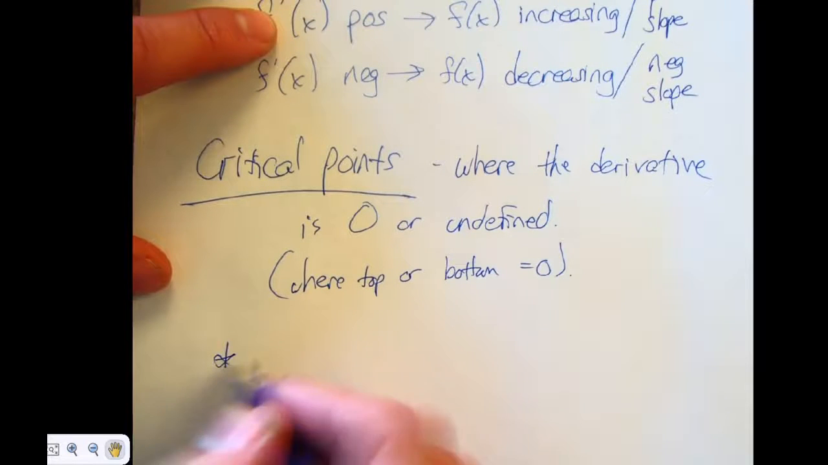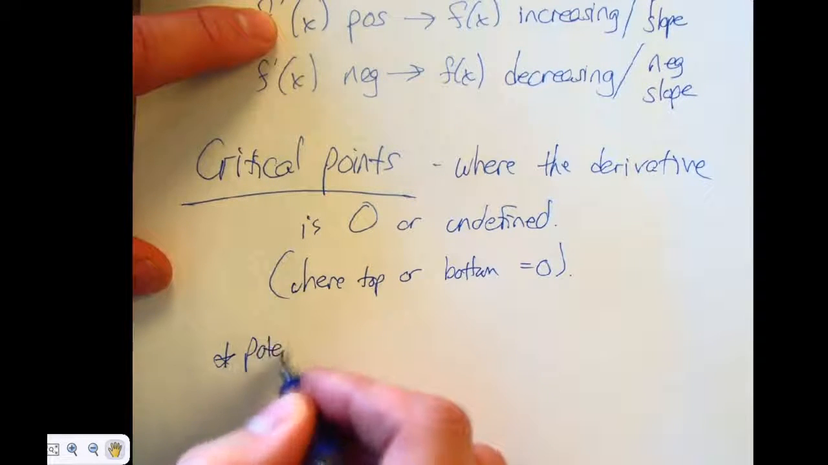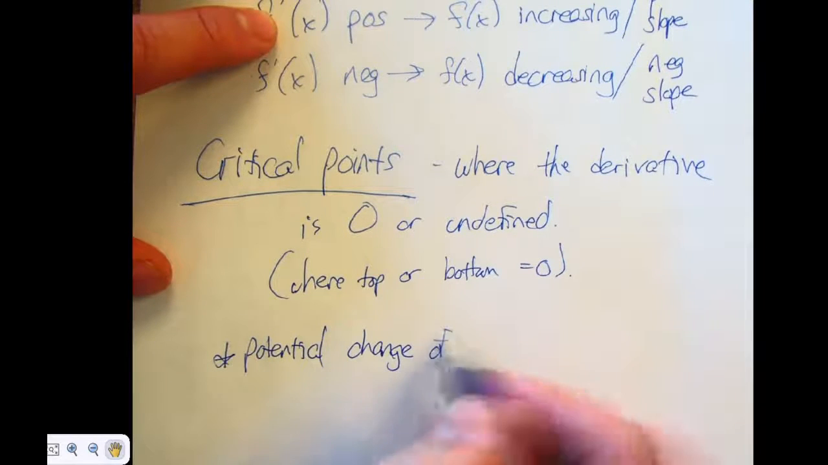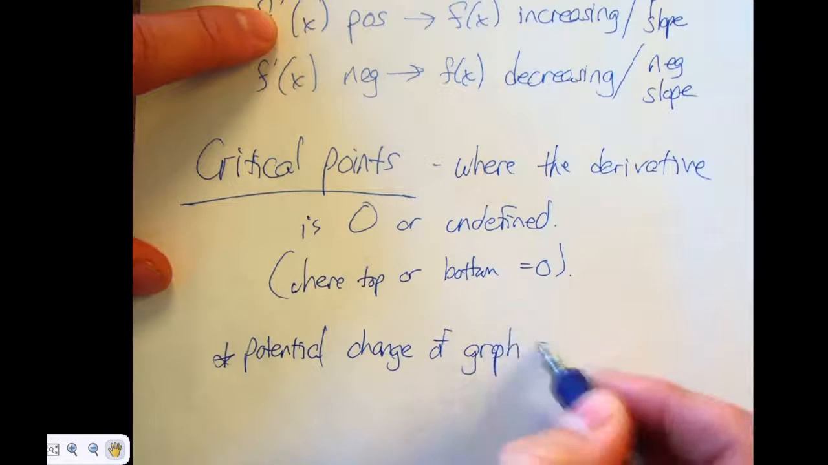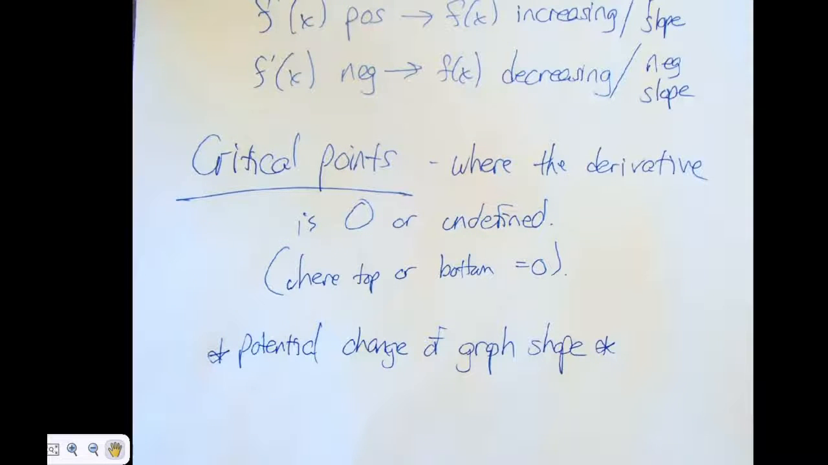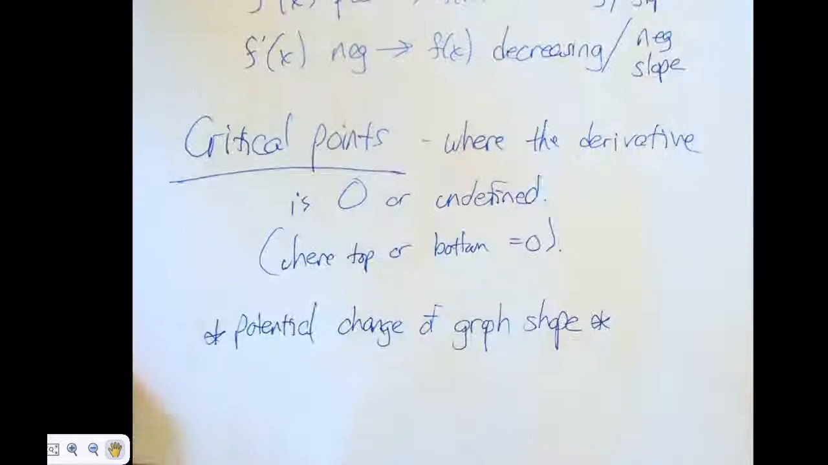And that is a potential change of graph shape. It doesn't necessarily mean it is, and we haven't even talked about all the ways it could change. There's concavity too. But that's like the first spot you look to see if there's something going on. Alright, now go to the problem. Did I leave that there long enough? People write it. Good. It's just a potential change of graph shape.